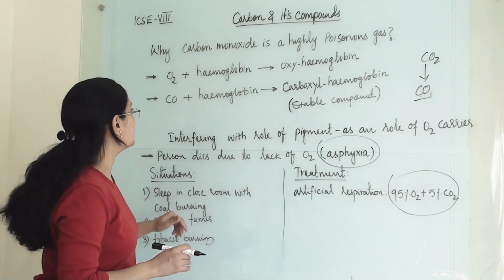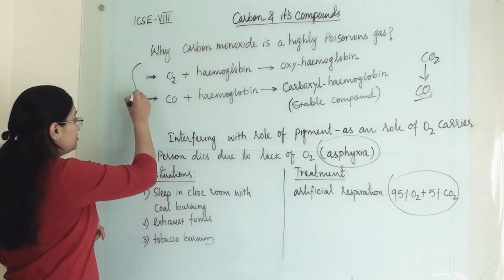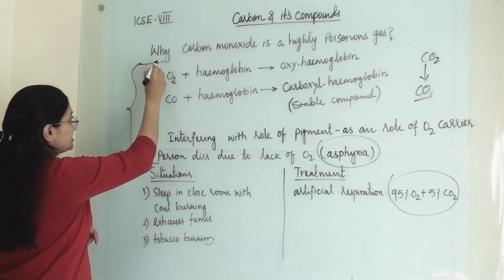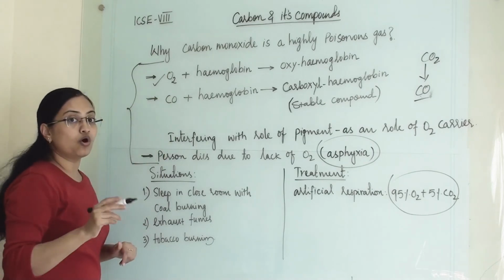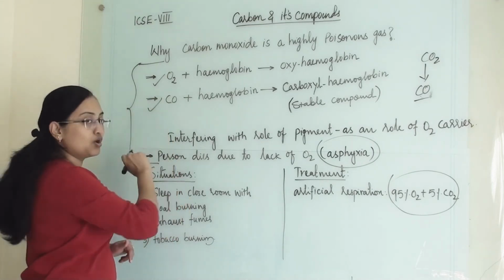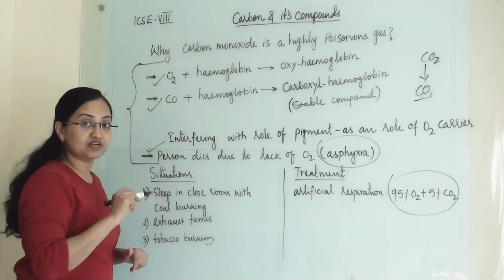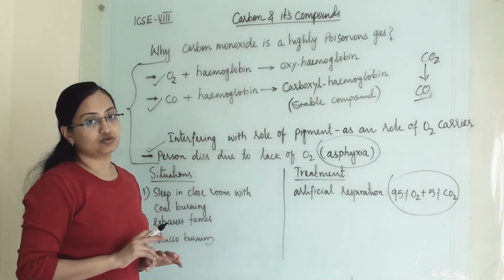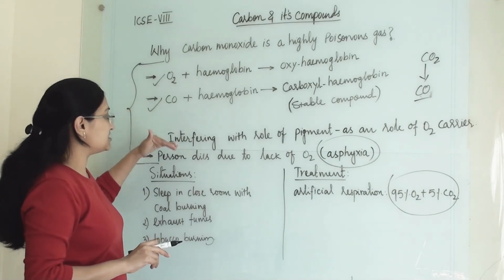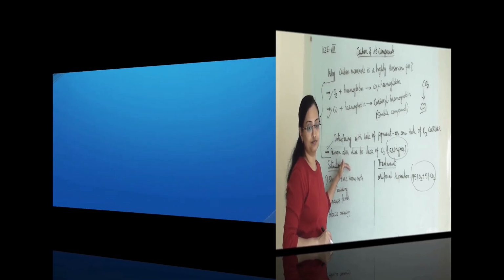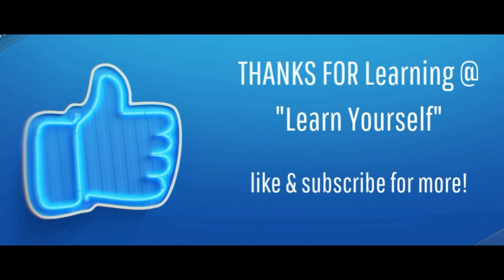If this reason has come in the exam, then you need to write these 3 points: what is the role of oxygen, how carbon monoxide is interfering in it, and what will happen to a person who inhales carbon monoxide gas. So these 3 points we need to mention there.